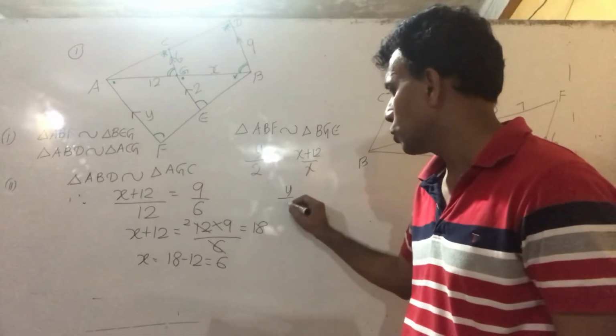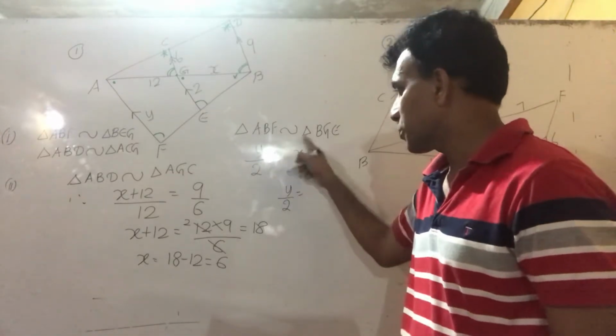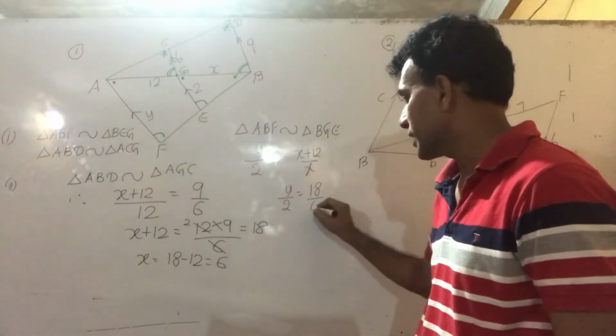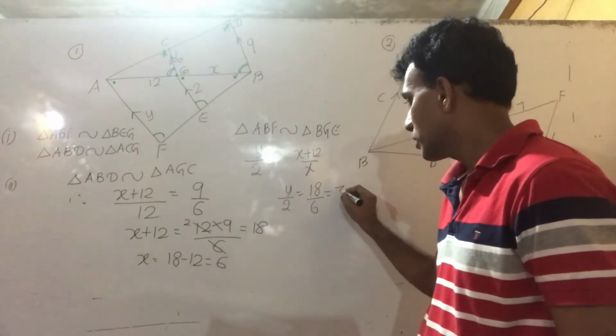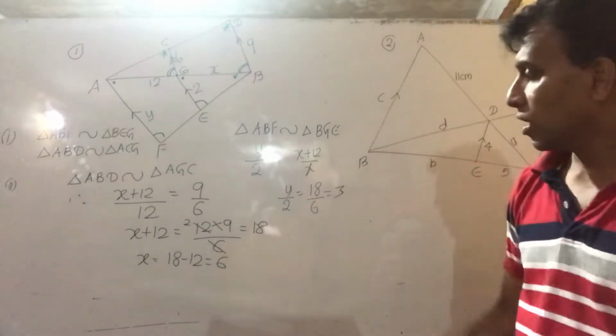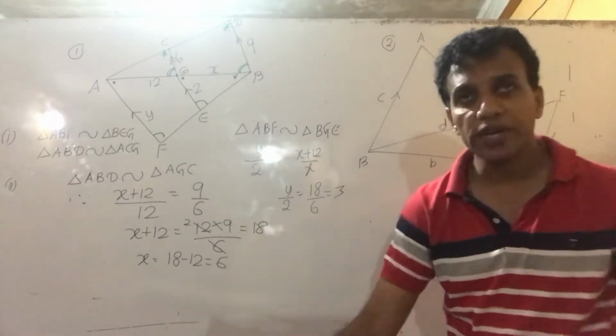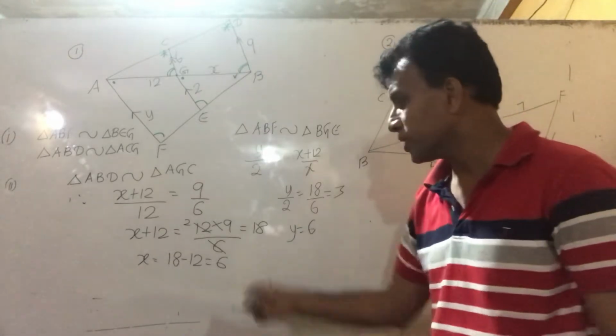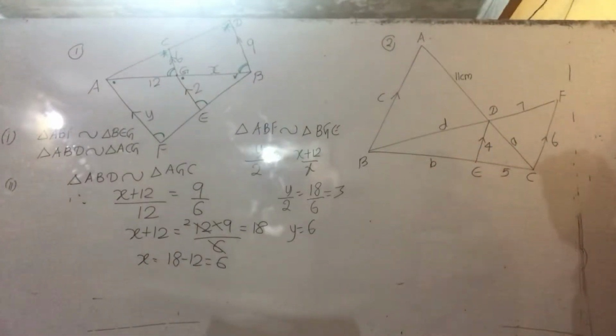y over 2, x plus 12 is 18. Below x is 4, 6, that's 3. Half of the y is 3. So what is the y answer? Cross multiply, y is 6. So here both are the same solution. Is it x is 6, y is 6? Okay.